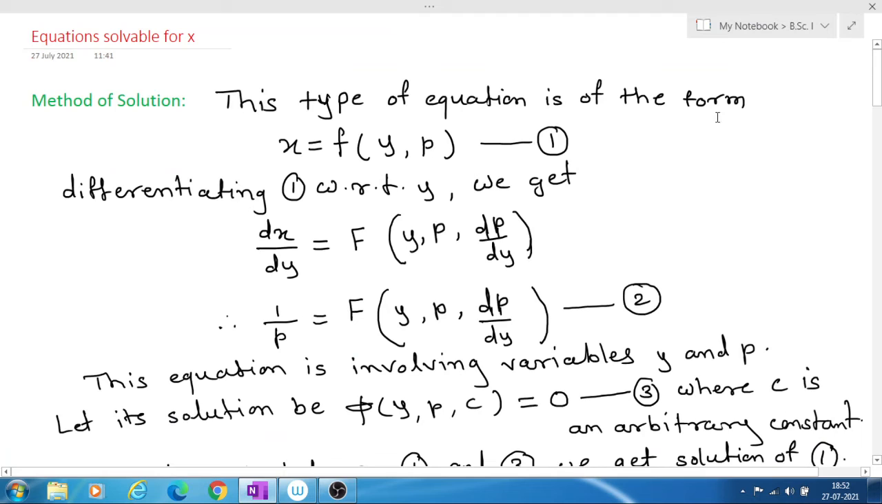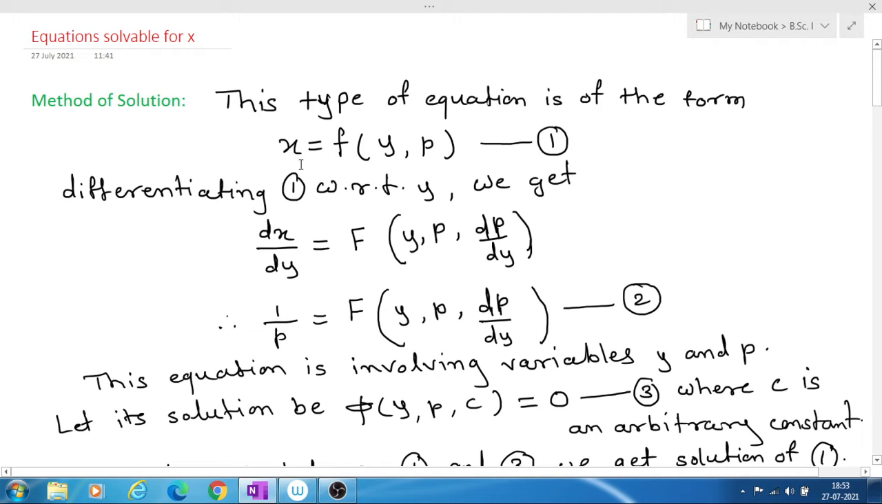Now in this lecture we see the new type of equation, that is equation solvable for x. So form of this equation is x is equal to f of y, p. See, in last lecture we have seen equation solvable for y. So form of that equation was y is equal to f of x and p. Now this is the type of equation solvable for x.